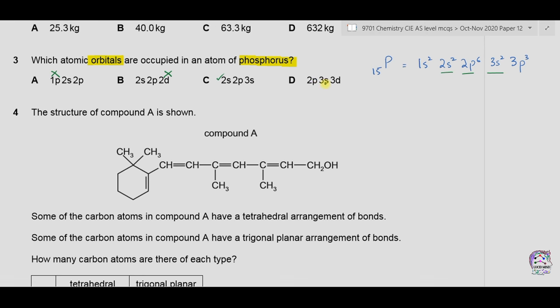In D, we have 2p, 3s and 3d. As 3d is not involved, D is incorrect. The answer is therefore C.